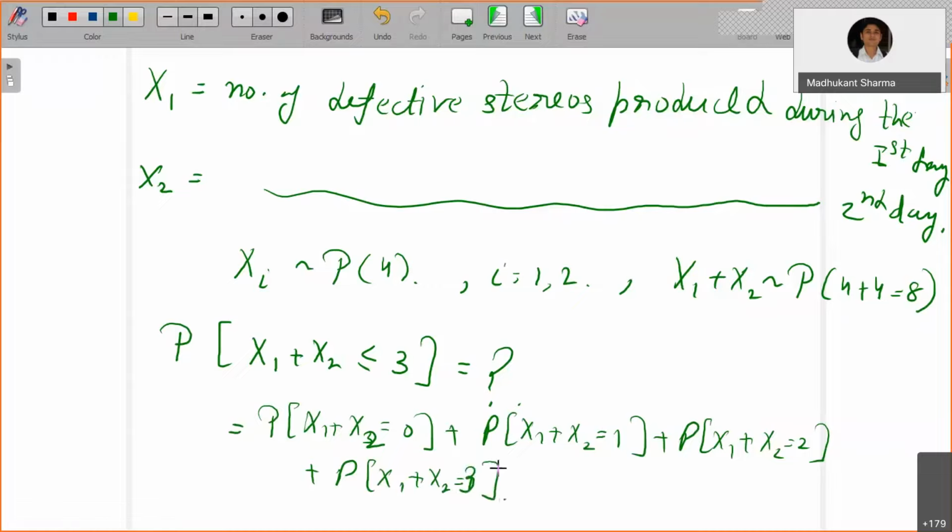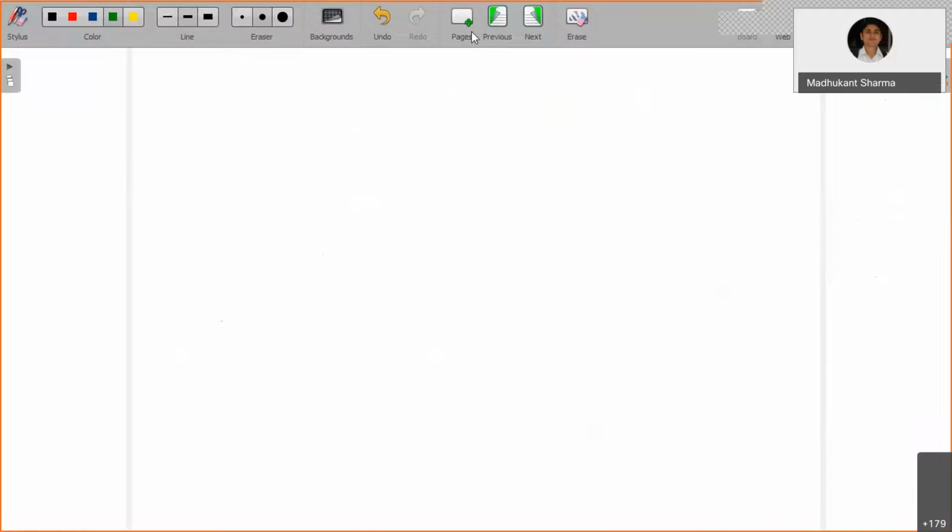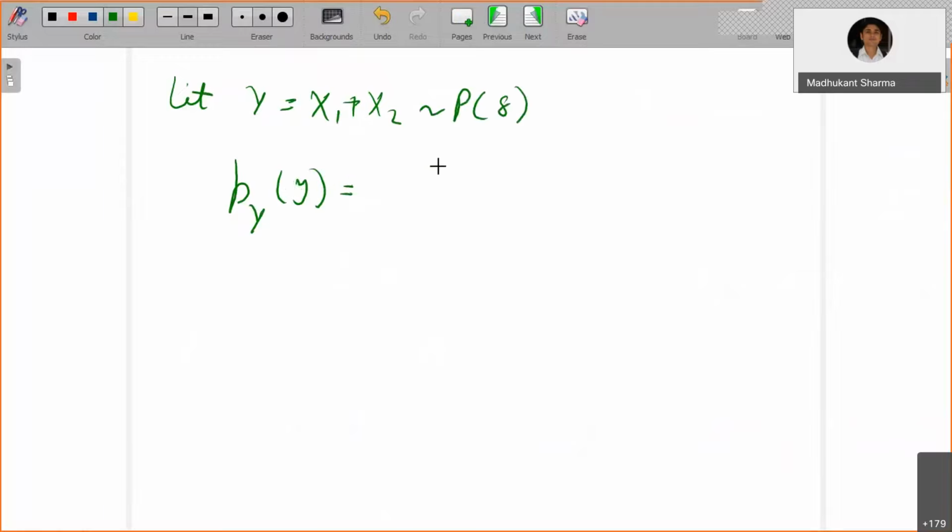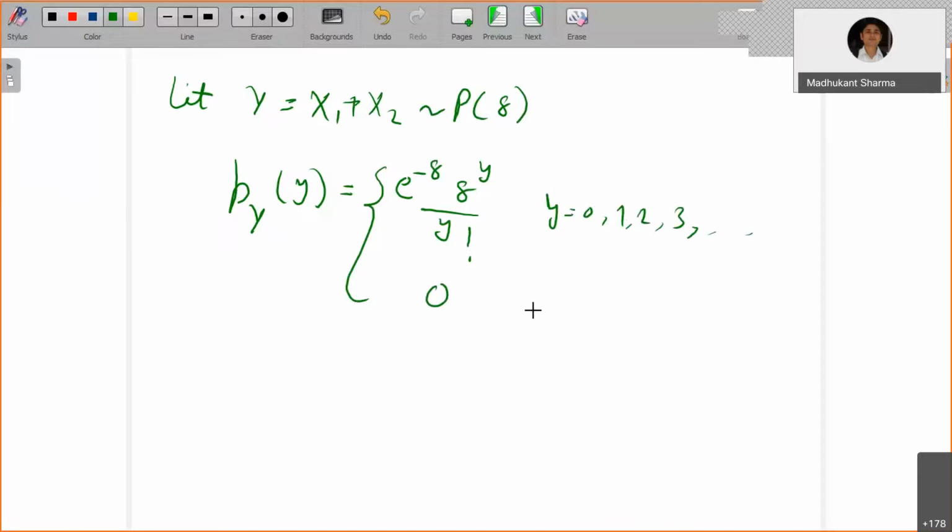Okay, and what is the PMF of this? I can just give you the PMF. Let Y equal X1 plus X2, which follows the Poisson distribution with parameter 8. So P of y is e to the power minus 8 times 8 to the power y divided by y factorial, for y equals 0, 1, 2, 3 and so on, and 0 otherwise.